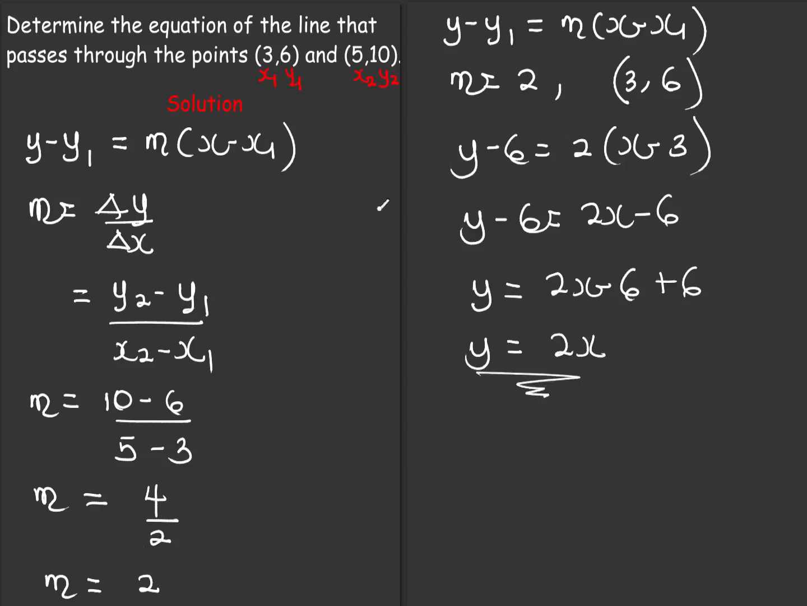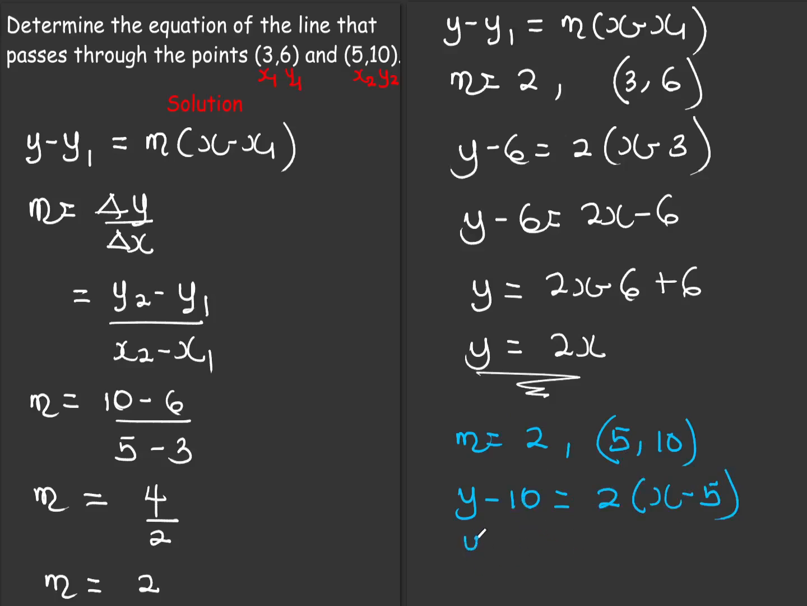Provided you wanted to use the point (5, 10), let's do that as well and see if we will get the same answer. So for m equal to 2 and the point (5, 10), doing our necessary substitution, we have y minus 10, since this becomes our y1, equals your gradient, which is 2, into bracket x minus 5.